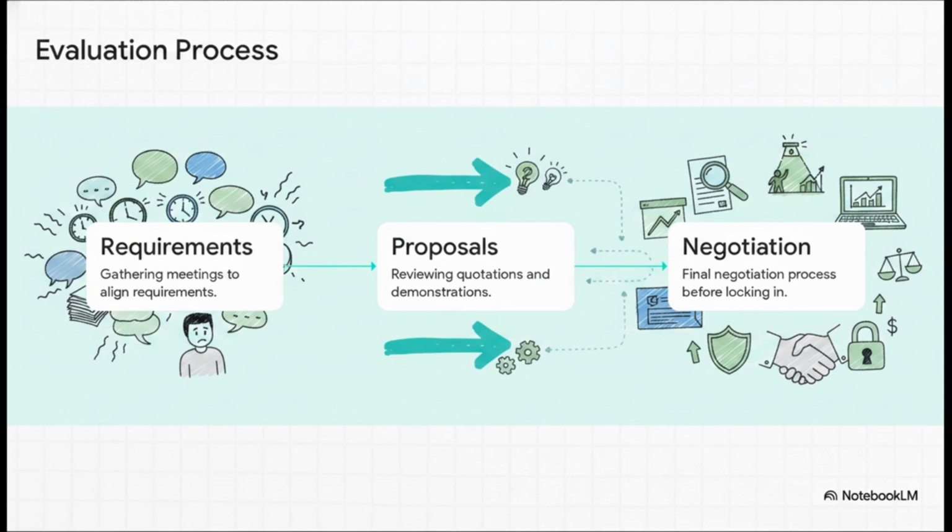Step 2 moves into proposals, quotations, and demonstrations. This is where the vendor finally proves they actually get your vision. And finally, Step 3, the negotiation process. This is that pivotal moment where all your rigorous metric evaluation pays off right before you lock things in.